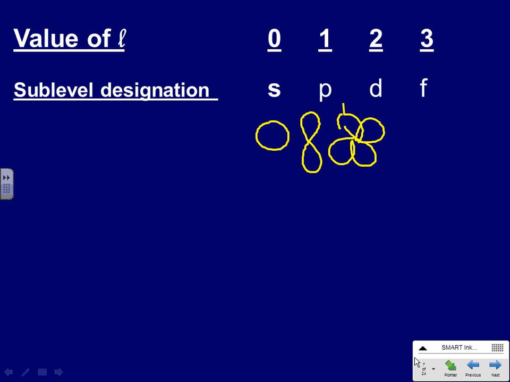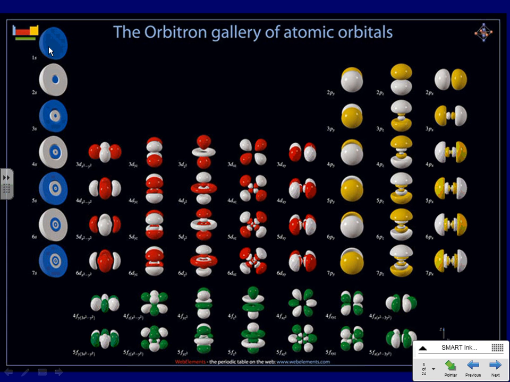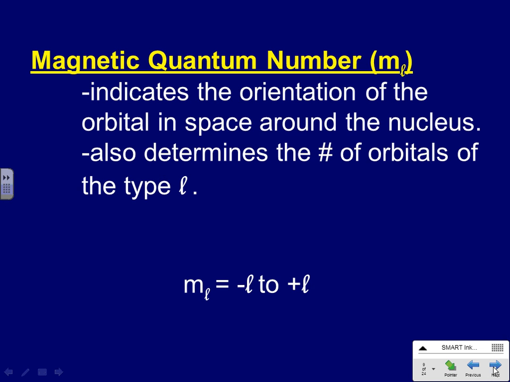So if you wanted an L for 4, it's a G, and then an H, and then an I, and then a J. But nobody cares about those because we don't have atoms that hold that many electrons anyway. Okay? So we're only worried about S, P, D, and F in this course. All right. Let's now talk about, and there's the pictures, right? There's the S guys. There's the P guys, there's the D guys, and there are the F guys. Excellent.